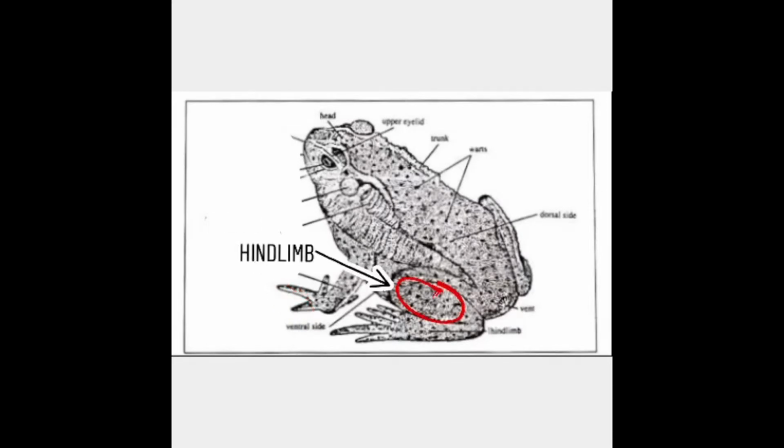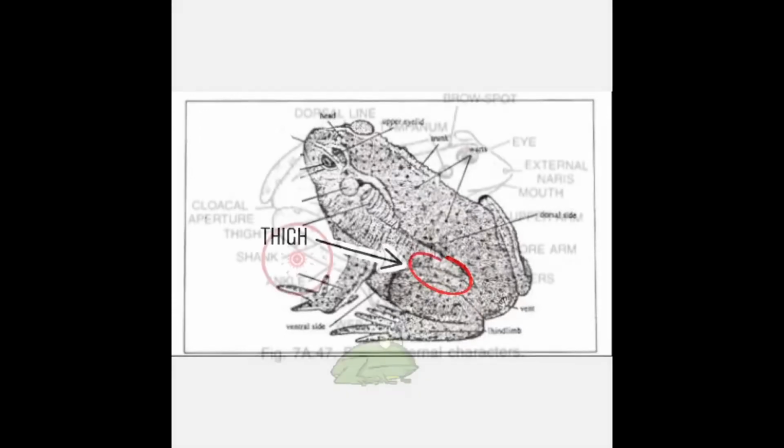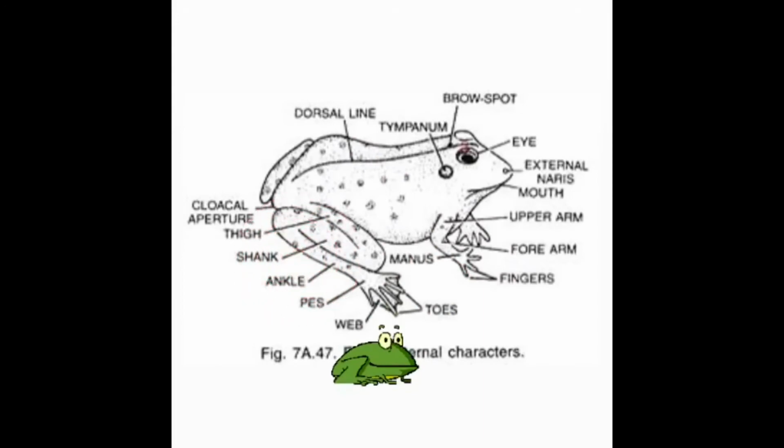Now we go to the hind limbs. The hind limbs are the posterior appendages, each also divided into segments as follows. The first one is the thigh. The thigh is the first segment attached to the body. The next one is the shank, the segment immediately next to the thigh.